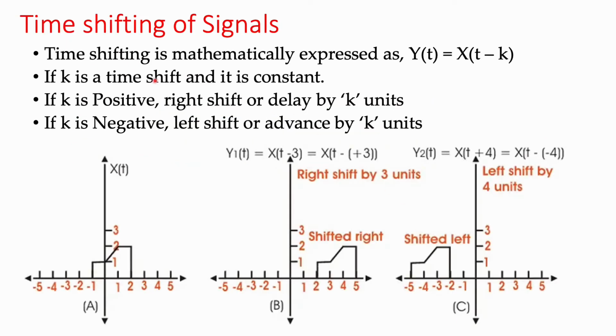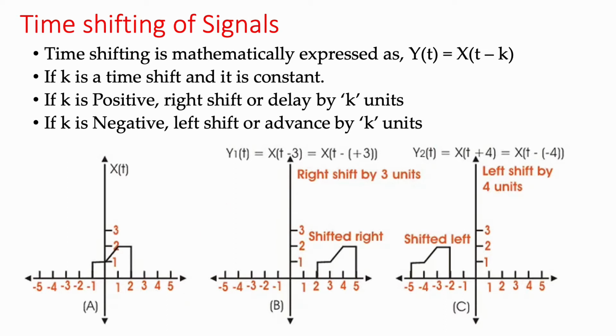First we can see time shifting of signals. Time shifting is mathematically expressed as y of t is equal to x of t minus k. K is the time shift and it is a constant. If k is positive, right shift or delay by k units. If k is negative, left shift or advance by k units.